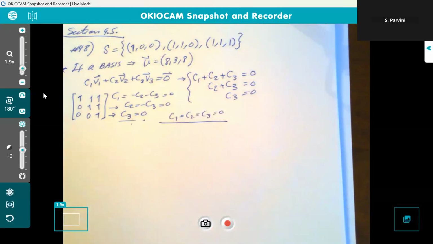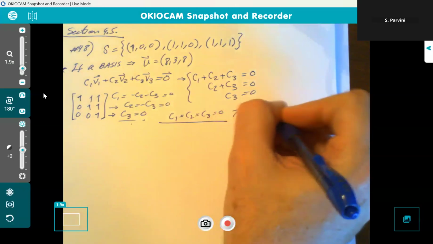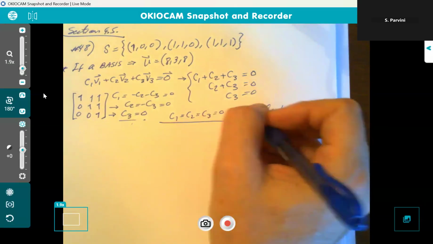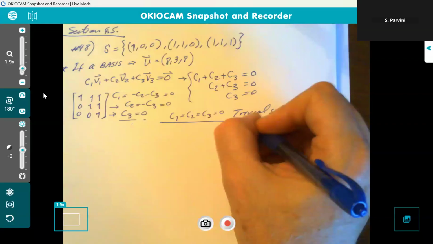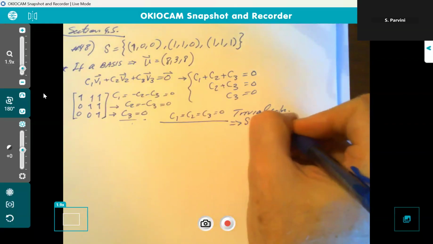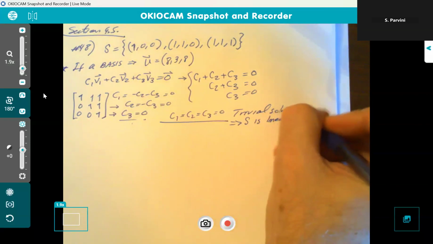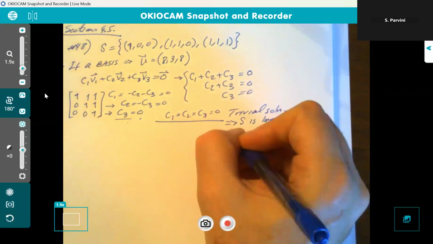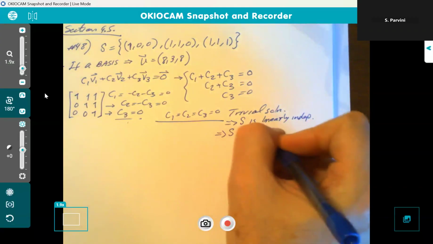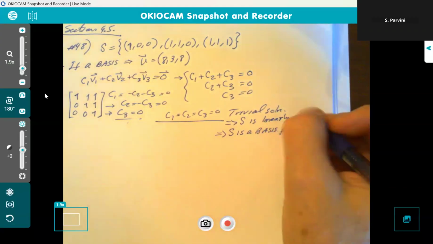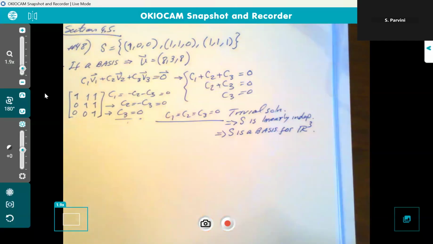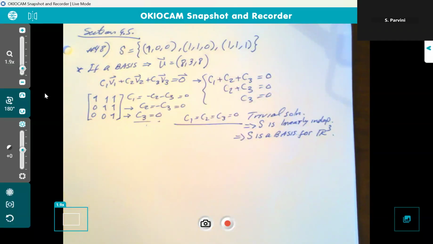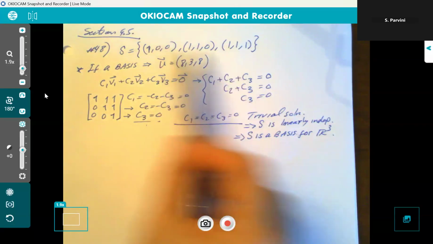Now, because this has only the trivial solution, right? If they're all 0, they're trivial solutions. Therefore, S is linearly independent, right? The set is linearly independent. That means S is a basis for R3. And there you go. So the i, j, k aren't the only ones that work. This one works also. Every vector in R3 could be written as some linear combination of these three.